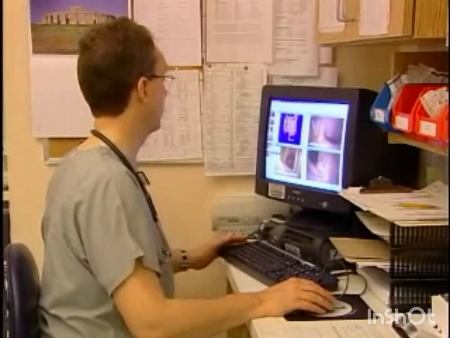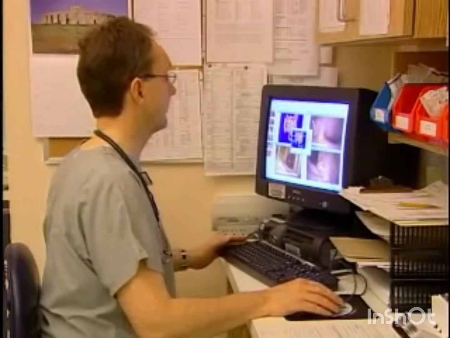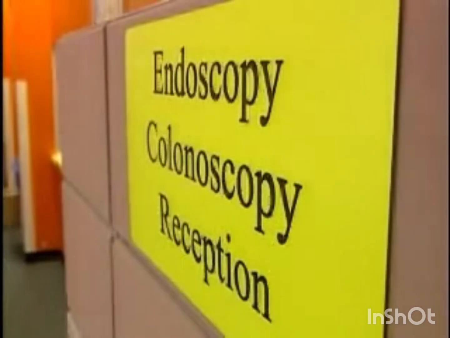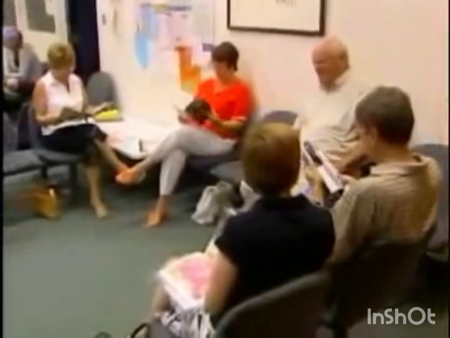You have been referred to a gastroenterologist. A gastroenterologist is a doctor who specializes in the digestive system. We'll discuss some of the reasons why you might need to see a gastroenterologist.